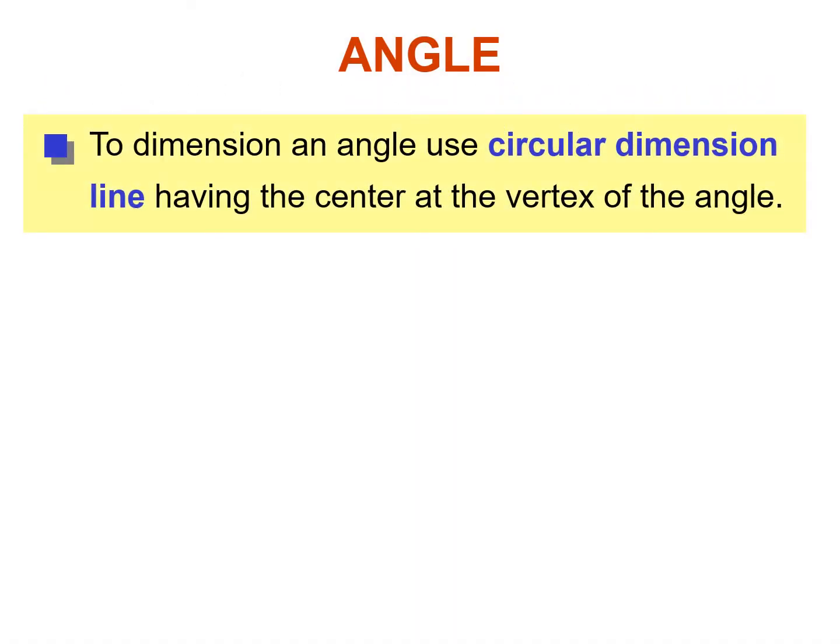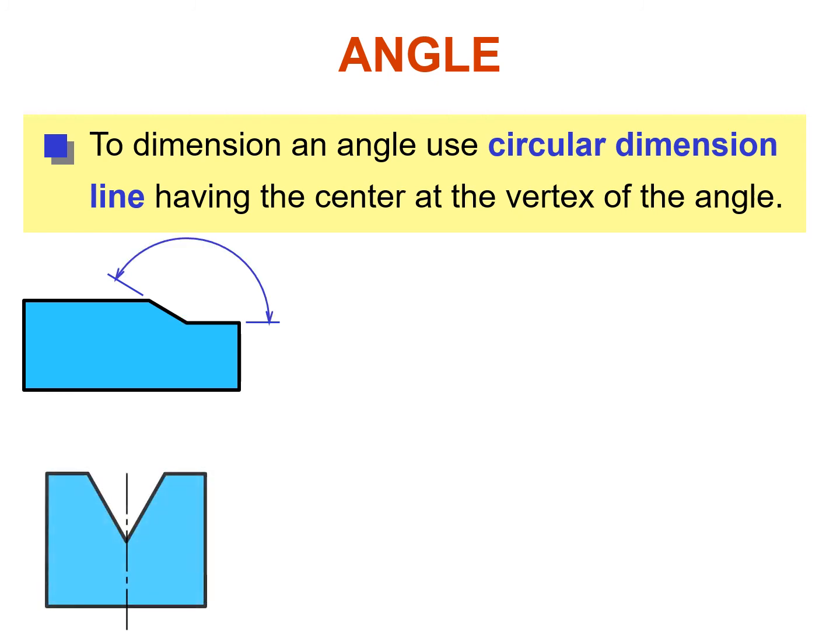Then there are angles. To dimension an angle, use a circular dimension line with its center at the vertex of the angle. For example, this is the circular dimension line that is used to represent this angle, and again this is the circular dimension line that is going to be used to represent this angle.